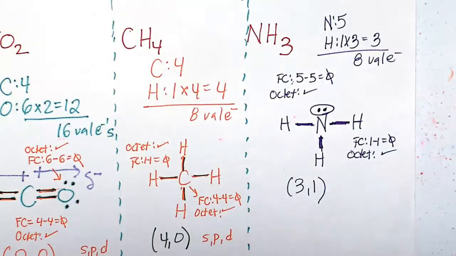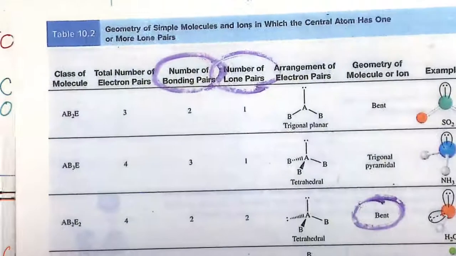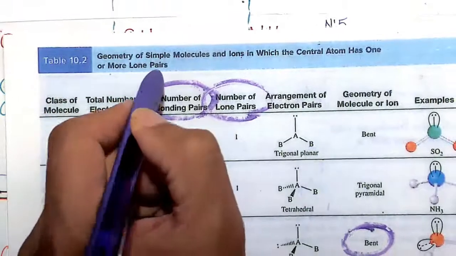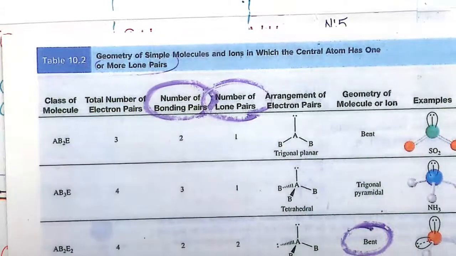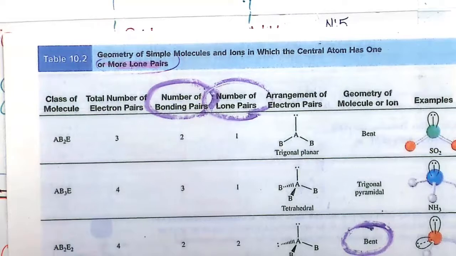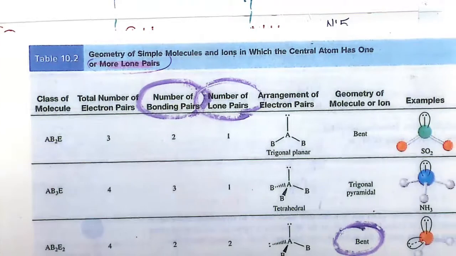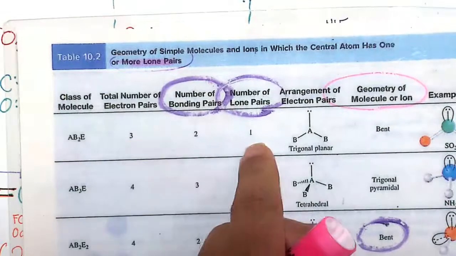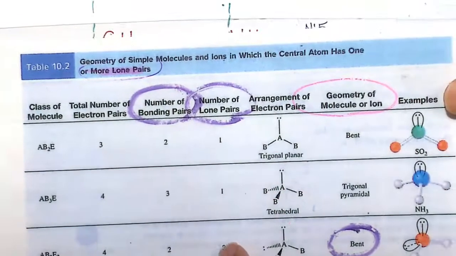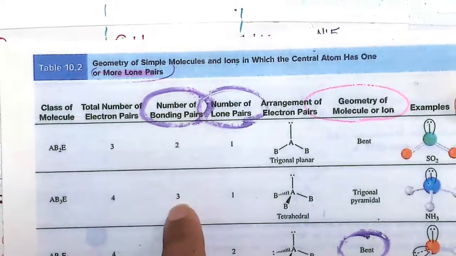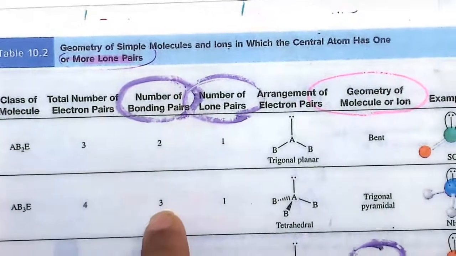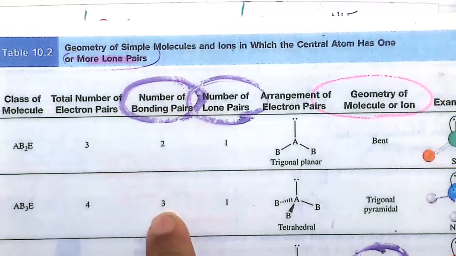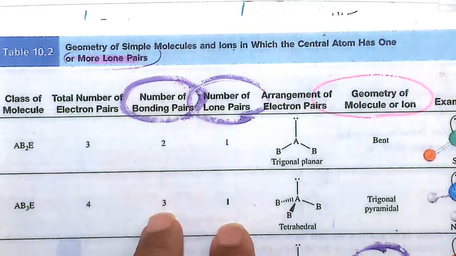We're going to use Table 10.2 of your book, because 10.2 of the book is talking about lone pairs. The previous structures we did had no lone pairs on the central atom. Here, if you have lone pairs on the central atom, that's what you are going to look for. And again, we're looking at the geometry of the molecule. So 3 bonds and 1 lone pair. The number of lone pairs is 1, and the number of bonding pairs is 3.